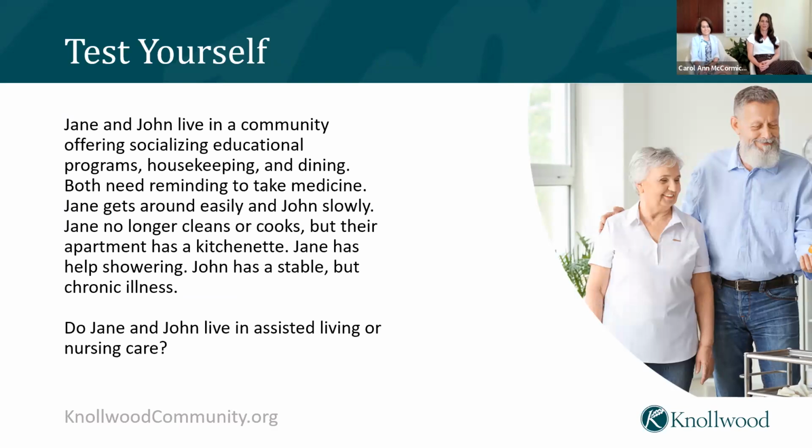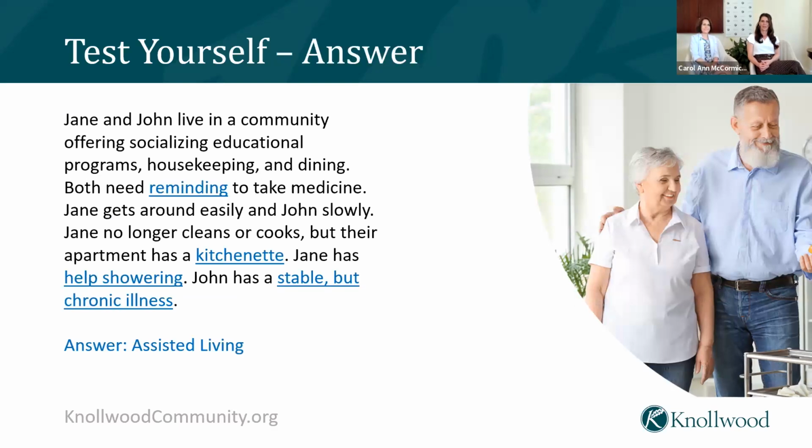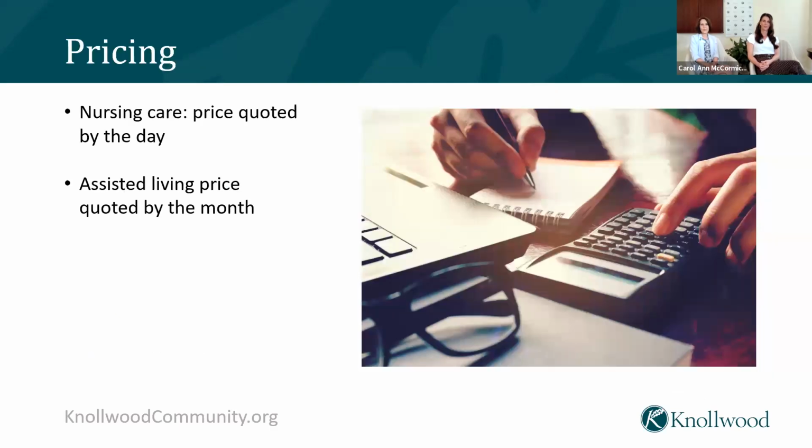All right, and I've got Jane and John. They're living in a community. Let's see what's underlined so that we can point out those words. So both need reminding to take medications. They have a small kitchenette in their apartment. They get help showering, and they're stable but have chronic illness. So they are in assisted living. Yeah, so hopefully you got that right.